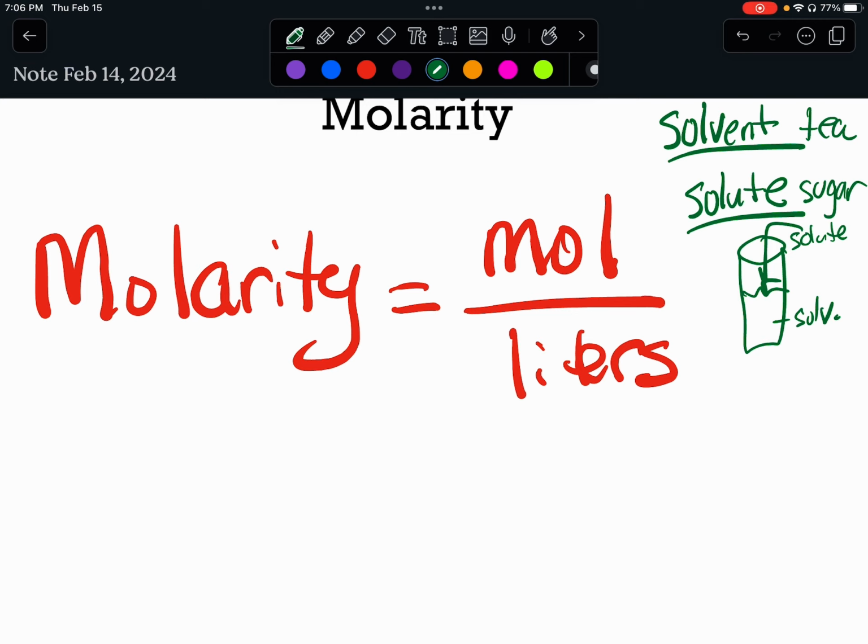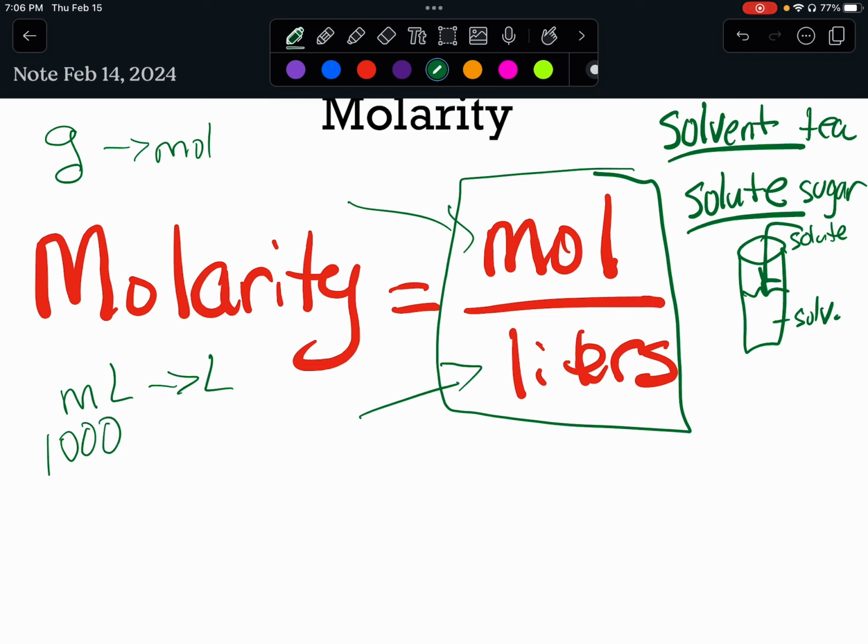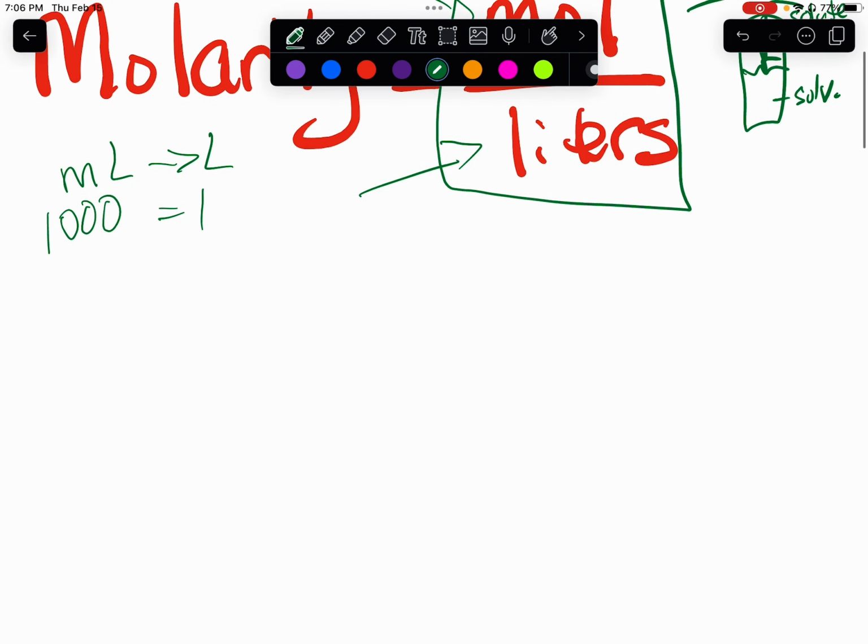So how do you find molarity? Molarity is literally defined as moles divided by liter. What does that mean? Got to have moles, got to have liters. So if they start with grams, go to moles. If they start you in milliliters, go to liters. Don't forget, 1,000 milliliters is 1 liter. Pretty easy conversion, you guys. So let's look at a couple problems. I've just got a couple of ones that I wrote down on a piece of paper we'll go over.